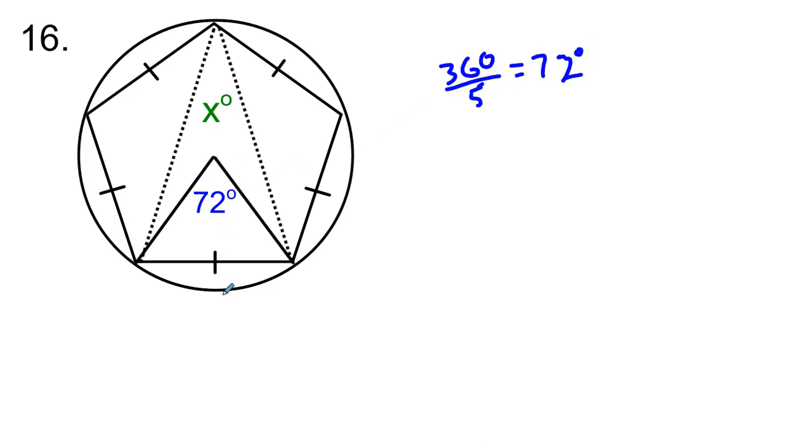The central angle is 72. That means the measurement of the arc is also 72. So the inscribed angle is going to be half of that, which is 36 degrees. So pretty simple. Working on my penmanship.